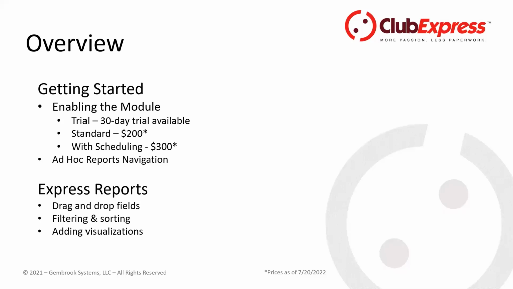Before I get into it, I do want to talk about what ad hoc reporting is at a very high level. It is a report builder. All of you who use ClubExpress regularly know that we have reports all over ClubExpress. There are reports for events, there's reports for additional member data, there's reports for just about everything that exists in ClubExpress. The difference is with ad hoc reporting, you can make your own and mix and match fields and create a report that does exactly what you need it to, whereas the rest of the reports in ClubExpress are predefined.